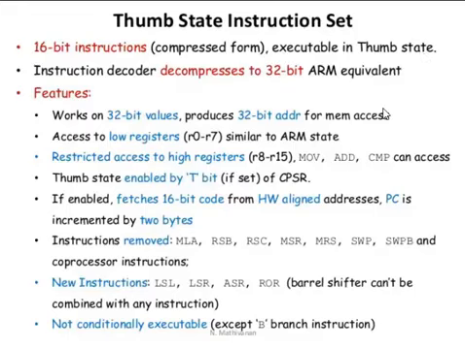So what are the features of these Thumb instruction sets? Okay, so the first feature is it works on 32-bit values. Okay, it allows access to the low registers. Okay, low registers like R0 to R7. Okay, R0, R1, R2, R3 till R7. These are accessed by Thumb state instructions. Okay, so new instructions added in this are LSL, LSR, ASR, ROR.